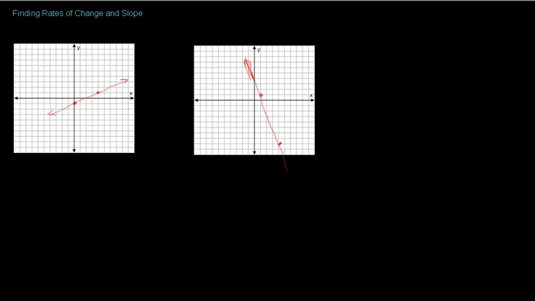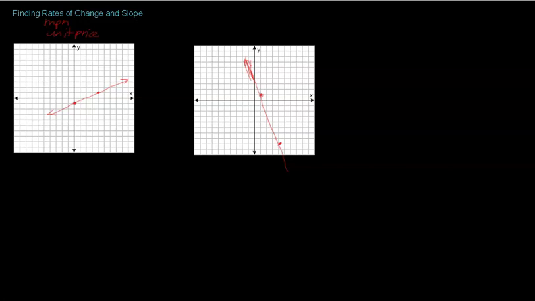Today we're looking at finding rates of change and slope. Now, slope and rates of change are basically the same thing, right? When we talk about rates of change, we're talking about miles per hour, miles per gallon, unit price, what it is for one can of soda. What's it going up by for every one or every two? These things are pretty much synonymous.